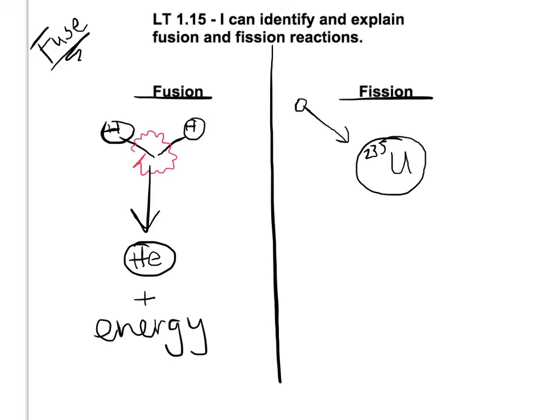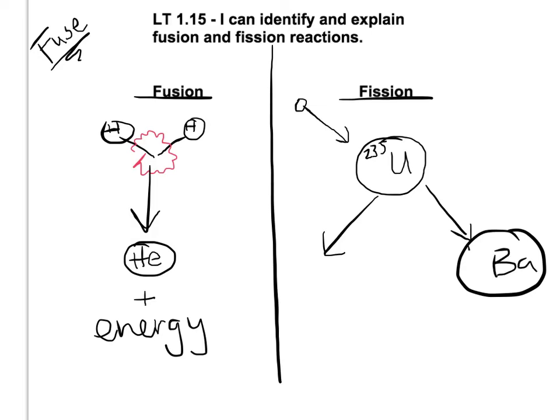Once the neutron gets into the uranium nucleus, it becomes so unstable that it instantly splits into two smaller nuclei. In this case, it would split into barium-141 and krypton-92. It's not important what it splits into.